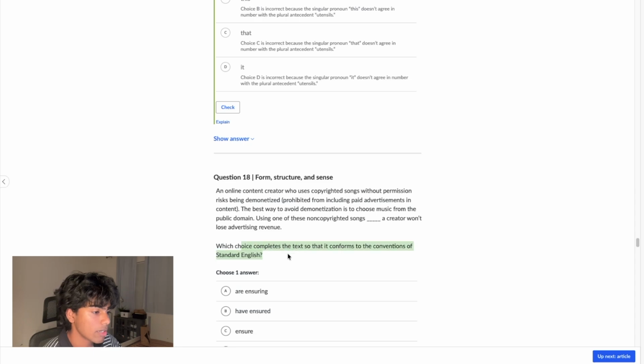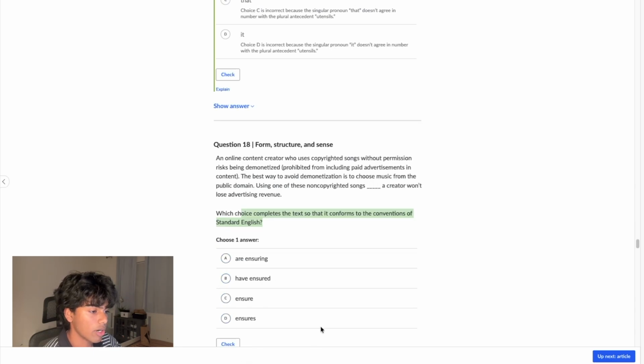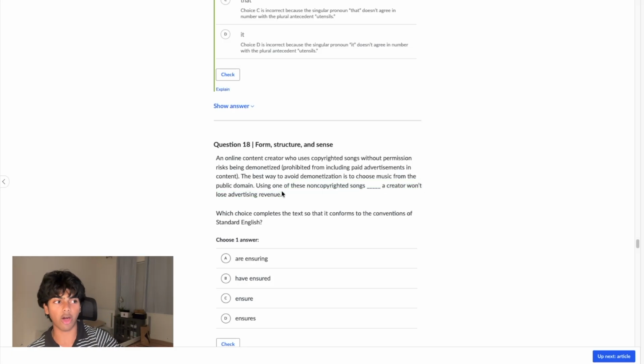Which completes, again, more tenses. So using one of these non-copyrighted songs blank, a creator won't lose advertising revenue. So just don't even look at the option choices here. Okay, think to yourself. The word is ensure, to ensure. So having used one of these copyright songs ensures the creator won't lose advertising revenue. That's the only one that can fit, so it's got to be right.